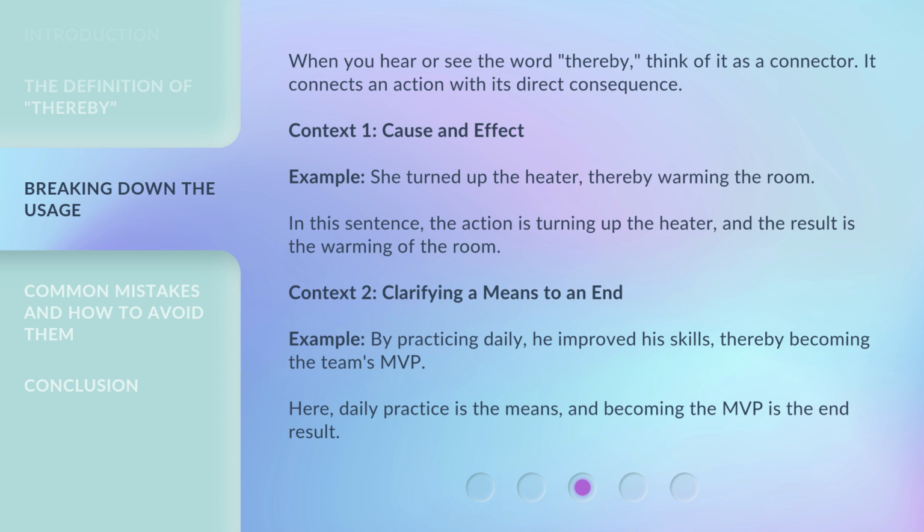Context 2, clarifying a means to an end. Example, by practicing daily, he improved his skills, thereby becoming the team's MVP. Here, daily practice is the means, and becoming the MVP is the end result.